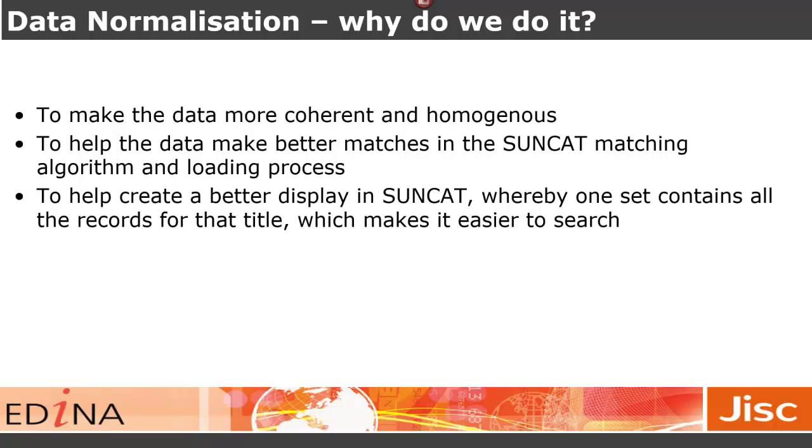So I've been talking about data normalization. It's one of the major tasks undertaken by the SUNCAT bibliographic team. Why do we do it? Well, basically, we want all the very, very disparate data that comes to us in a similar form. We want it in a similar form so that we can match it as accurately as possible, considering that the matching is a fully automated process, and make the display as coherent as possible. It also makes it more coherent when libraries download records, as data will be in a more uniform style.